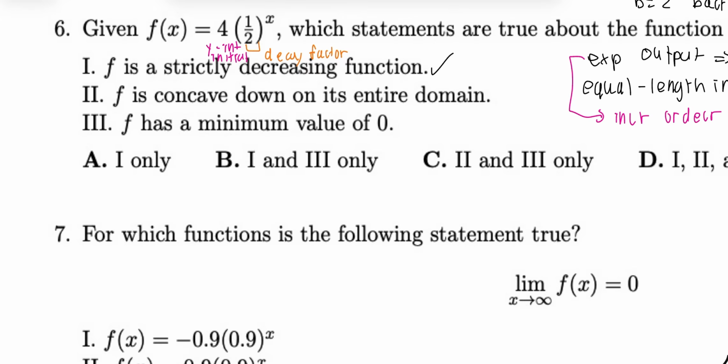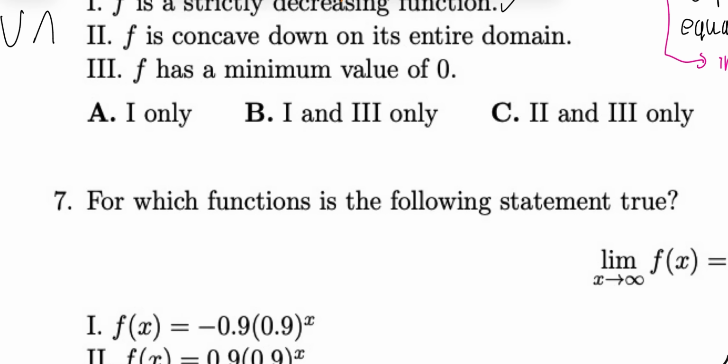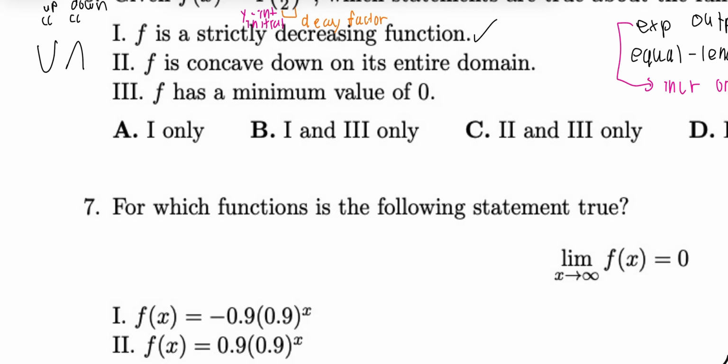Now, exponential functions are always either concave up or concave down. So it's either concave up or concave down for the entire function. So in f of x, where we have f of x equal to 4 times 1/2 to the power of x, a is equal to 4.